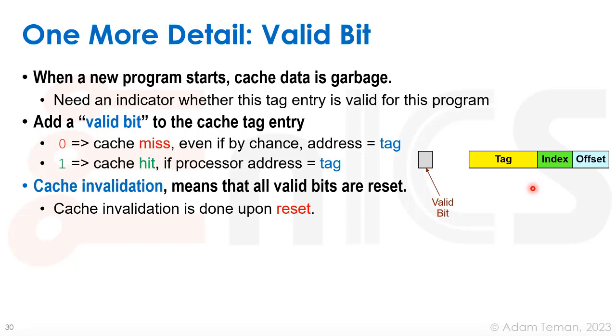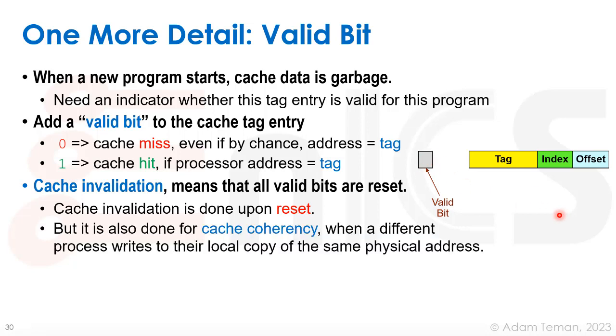There is a concept called cache invalidation, which means that we're going to reset all of these valid bits. So when we reset the processor, we should clear all these valid bits. But also, if we have problems with cache coherency, for example, if we have multiple processors that store different copies of the same cache line, once we write to the local copy, we're going to have to tell the memory controller to go tell everybody else who has a copy to invalidate the cache line. And so what they're going to do is reset this valid bit.